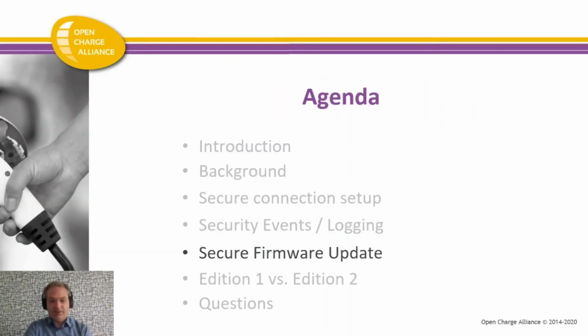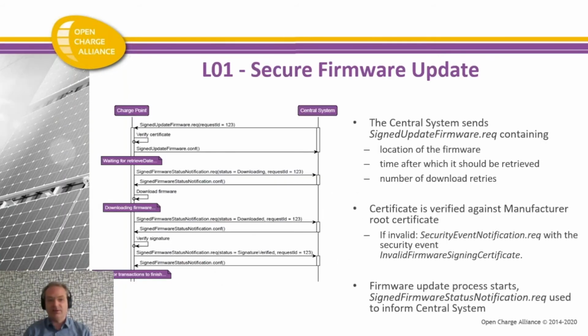Then the final functionality related to the charge point is the secure firmware update. This is quite a complex diagram, so I split it in two. It's less complex than you might think, but I will try to explain. To do a secure firmware update, there's a specific message added, a signed update firmware request. When you send this to the charge point, you have to send the location of the firmware and some other information. You also have to send the certificate that you have used to sign it. The certificate has to be derived from the manufacturer root certificate we came across earlier in the presentation.